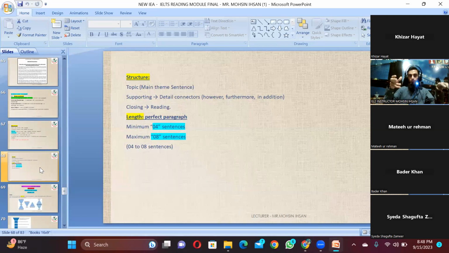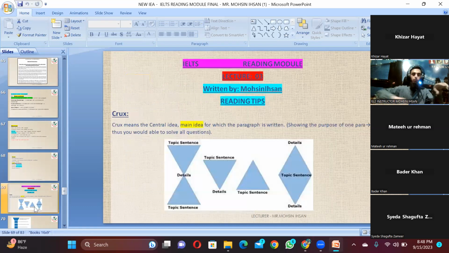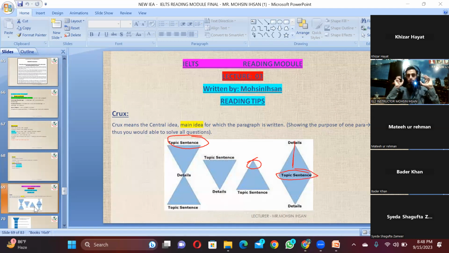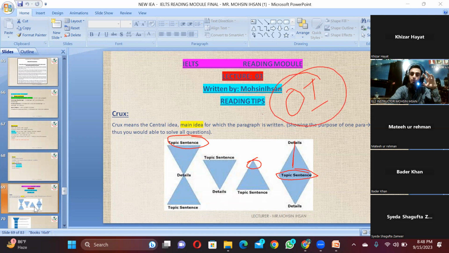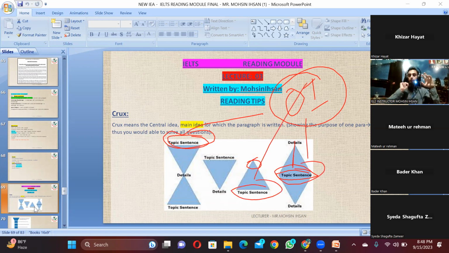Each paragraph has a length like a professional paragraph size, from 4 to 8 sentences, right? Then you have a proper structure for that. Some paragraphs start from the topic sentence, some start from explanation, and some start from detailed explanation and share their topic sentence in the middle. What does topic sentence mean? What is a paragraph? Paragraph means one idea, in simple words, only one single idea. Now that one single idea can be shared at the beginning, in the middle, or at the end of the paragraph.